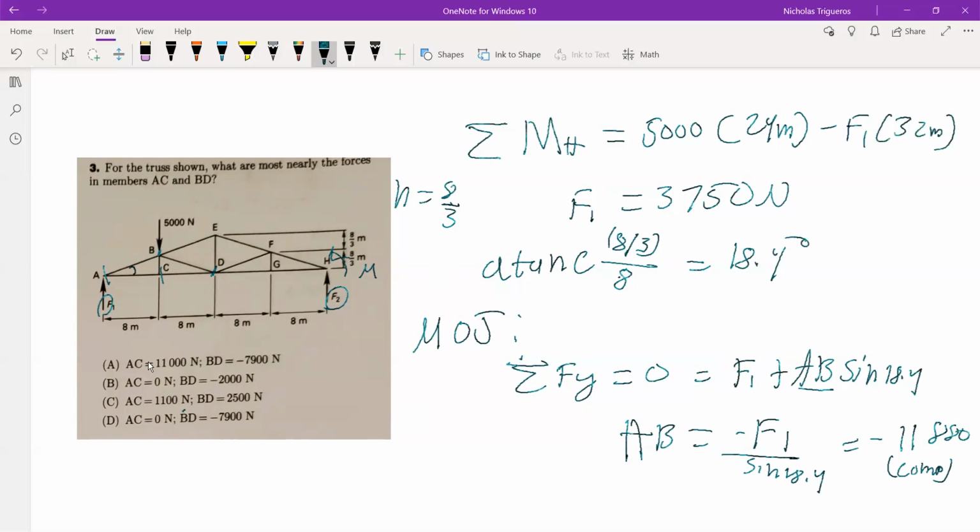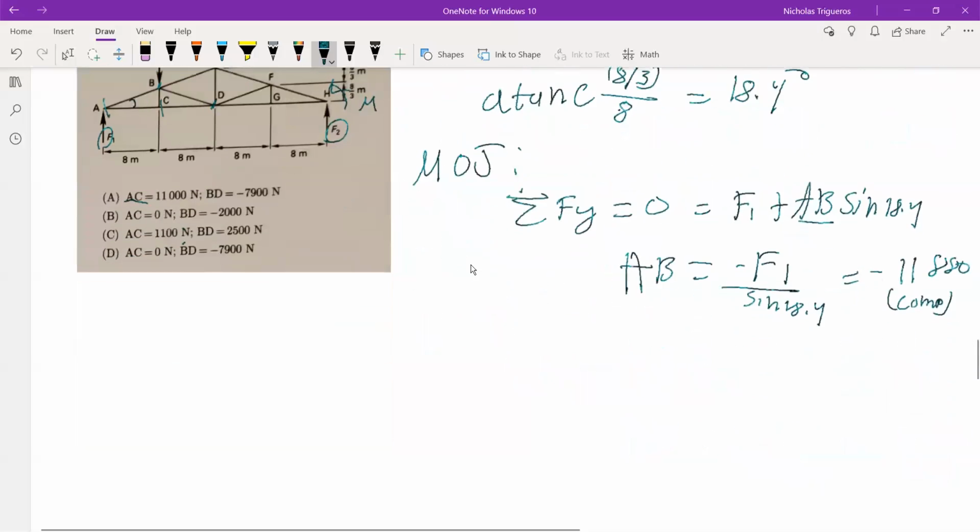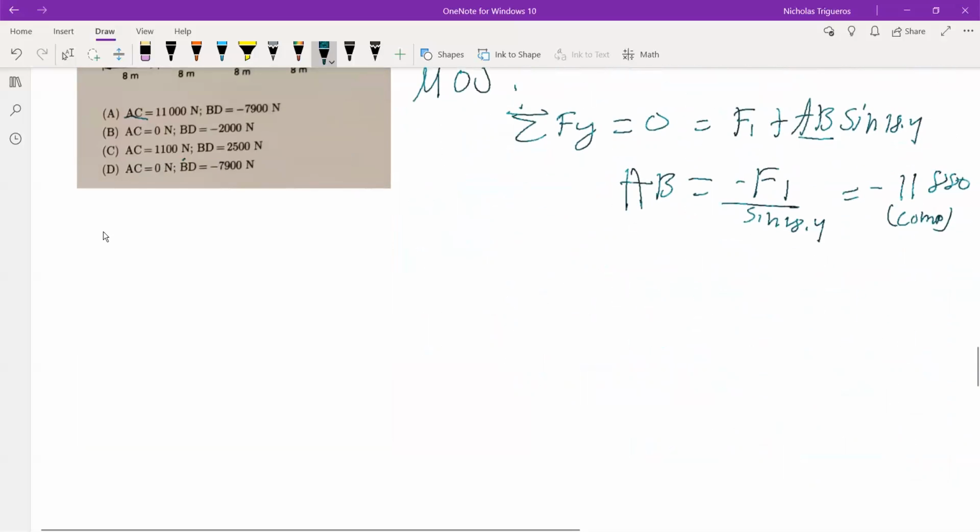This is AB. This is asking for AC. Oh, they're asking for AC. So we got AB. It's asking for AC, so we have to check AC now. But we need this one in order to get AC. So we still continue with method of joints at point A.